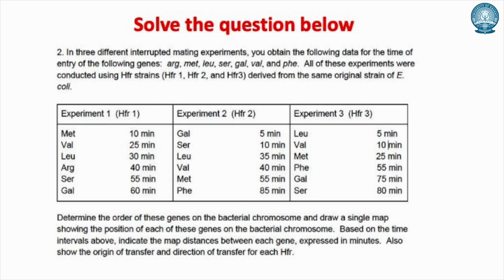So you have to do 3 things here. You have to draw a common bacterial chromosome, okay, showing the position of these genes. Second, you have to measure the distance between the two genes depending on these time intervals from the point of origin of F factor. And third, you have to show the origin of transfer. That means you have to show the orientation of the Hfr F factor, whether it is clockwise or counterclockwise. So this question is almost similar to the previous one. So let's try to do it.